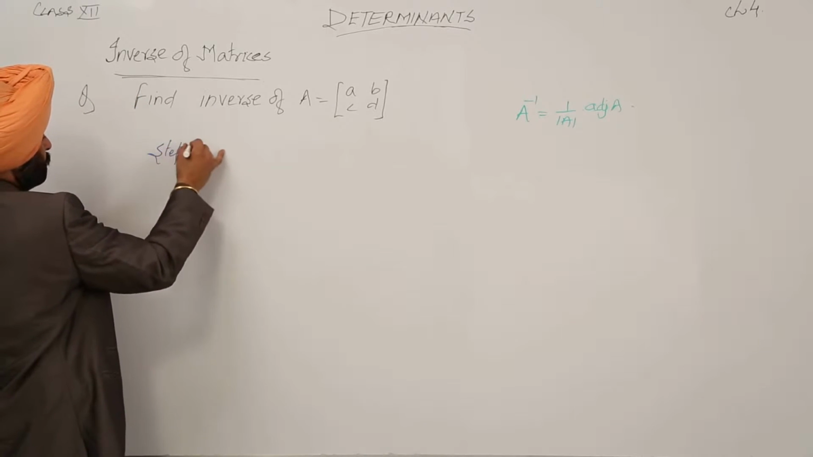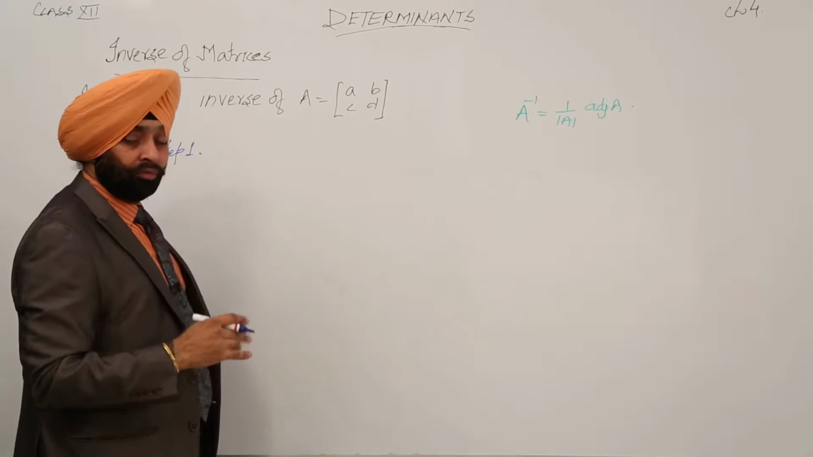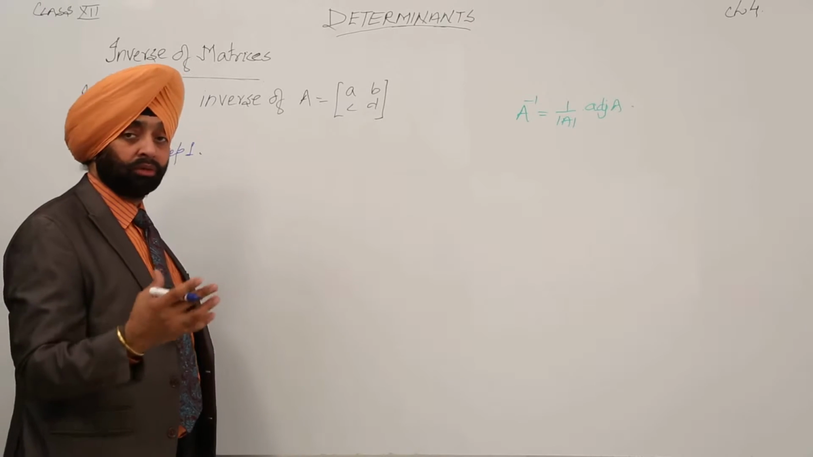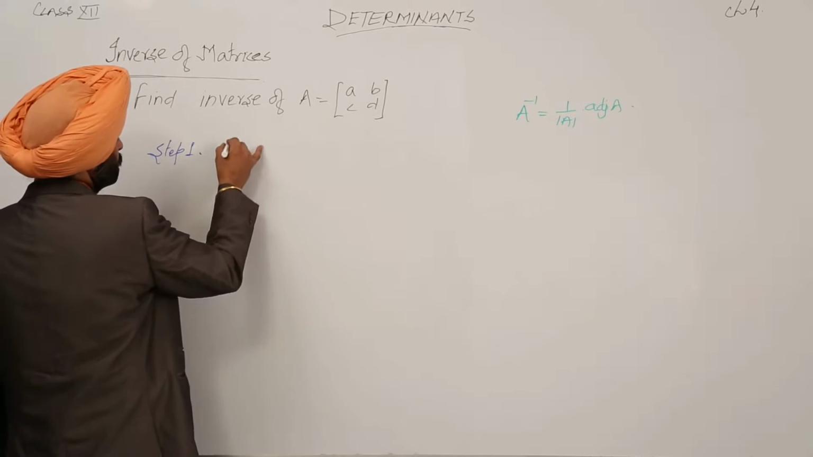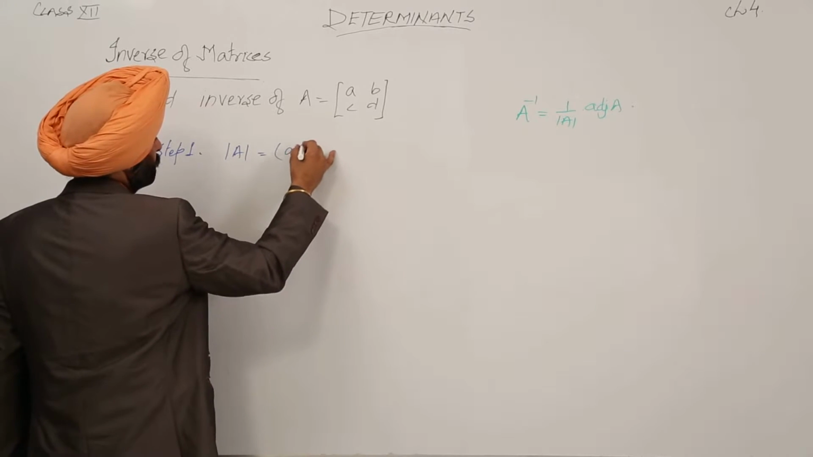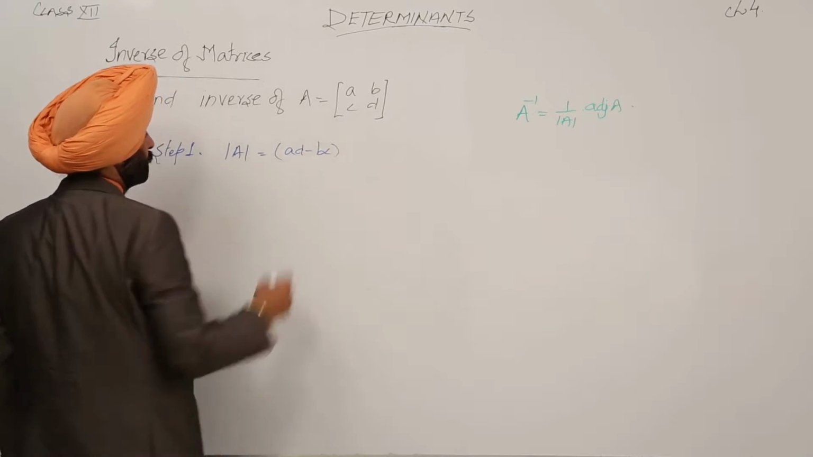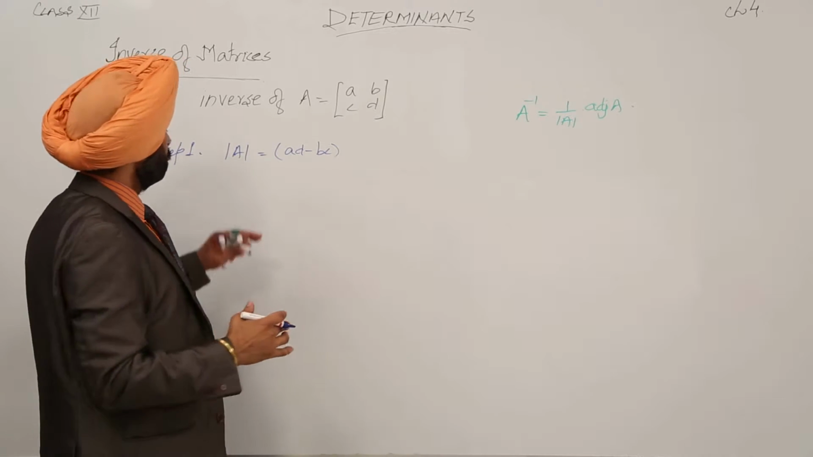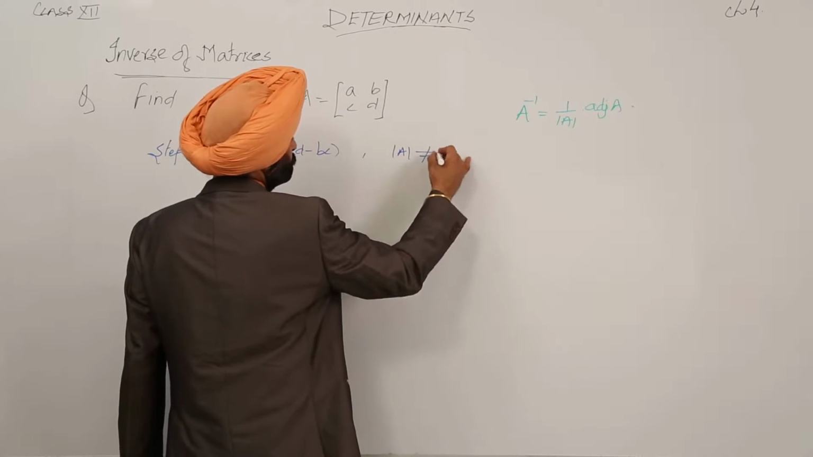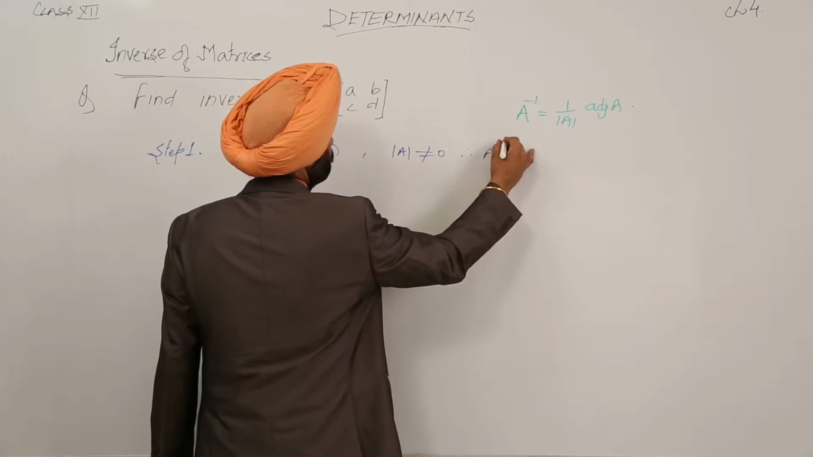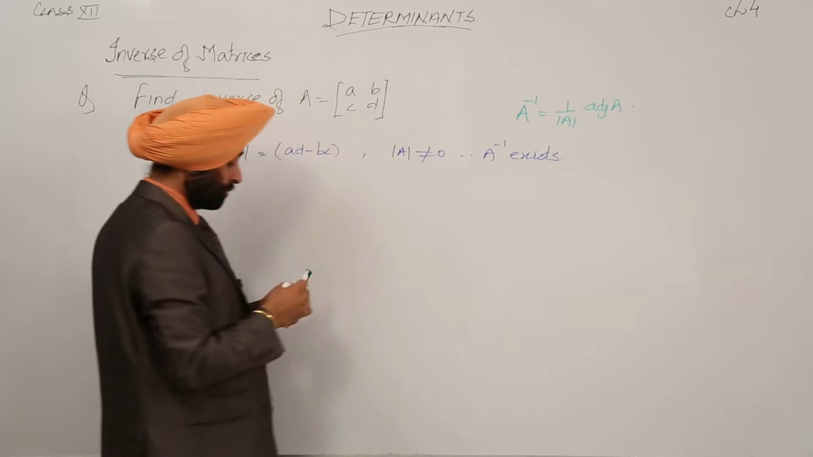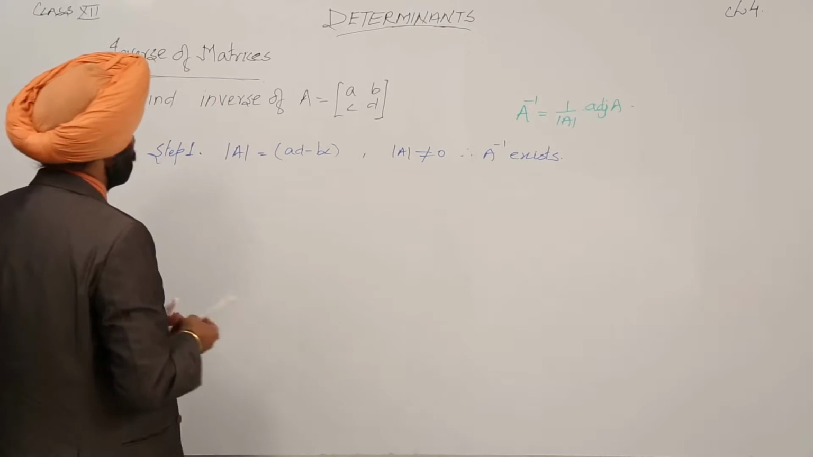Now step 1. Step 1 is we have to check whether the matrix given is singular or non-singular. So determinant of A is equal to AD minus BC. And for this part we have to write, determinant of A is not equal to 0, therefore A inverse exists. Like this, step 1.